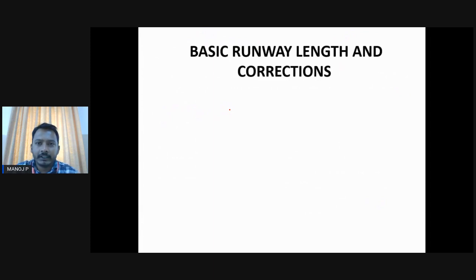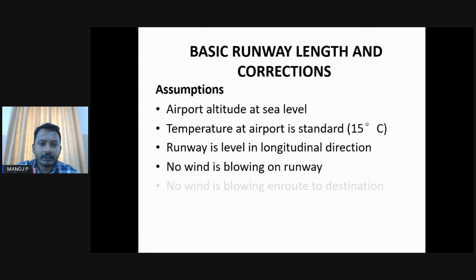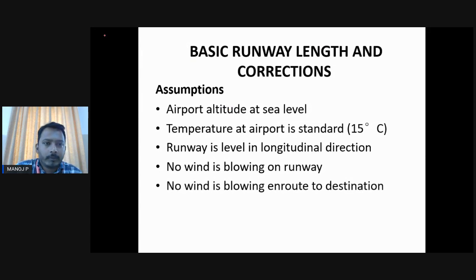What is the basic length and corrections? It is assumed that airport altitude will be at sea level, that is mean sea level equal to 0. Main assumption. Temperature is standard, that is 15 degrees. If they ask you what is the standard temperature, then it is 15 degree. What is the standard altitude? Then it is sea level, mean sea level. Runway is level in longitudinal direction.